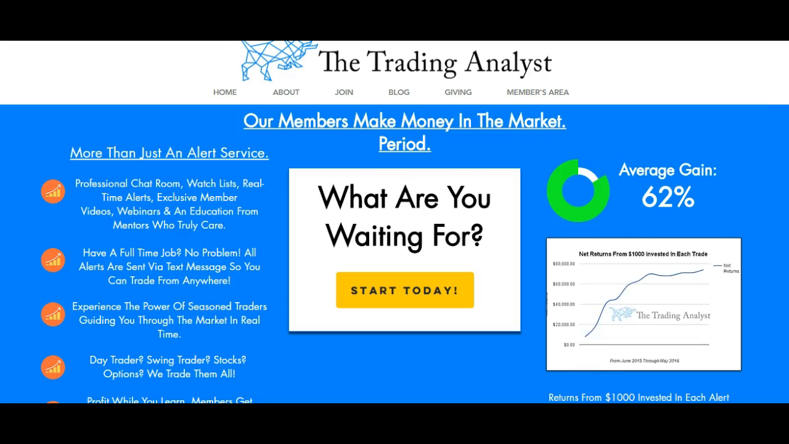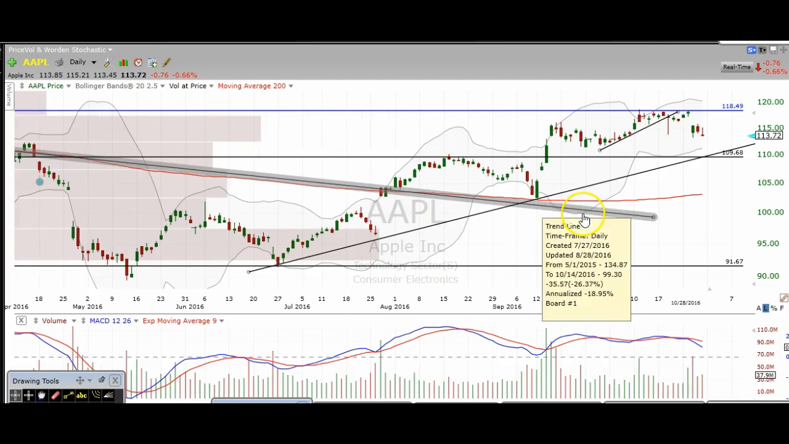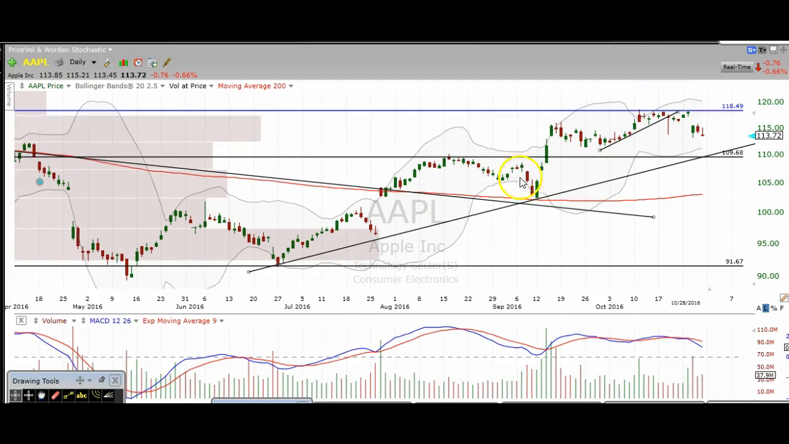All right, so let's get into these charts here. The first one we're going to take a look at is Apple. And as you can see, Apple hit our target here. We were long from down here. Members took profits right here at 118 on this day, and we've been enjoying that profit nicely since because of how low we've gone since then.